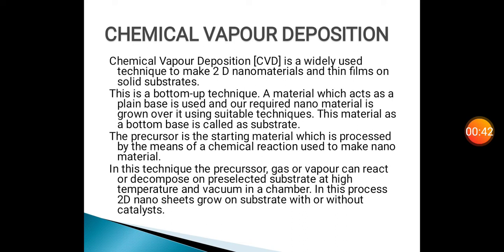The precursor is the starting material, which is processed by means of a chemical reaction used to make nanomaterial. In this technique, the precursor, which may be a gas or vapor, can react or decompose on the pre-selected substrate at highly elevated temperatures and vacuum inside a chamber. In this process, 2D nanosheets grow on the substrate. The reaction may be carried out in the presence or absence of catalysts.